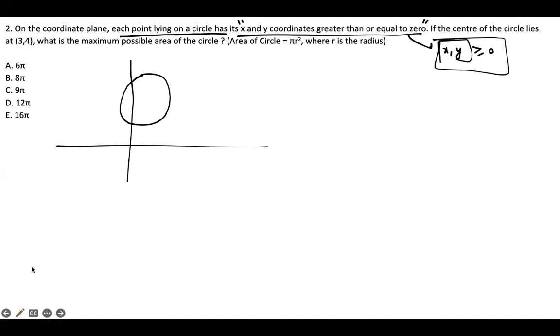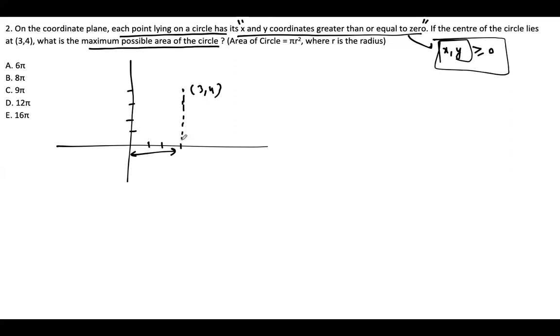Okay, go on. If the center of the circle lies at 3, 4, so x is equal to 3 and y is 4, this is where the center lies. What is the maximum possible area of the circle? So how to find the maximum area? See, this point is at a distance of 4 units and this point is at a distance of 3 units. Let's say I want to make a circle of radius 4.